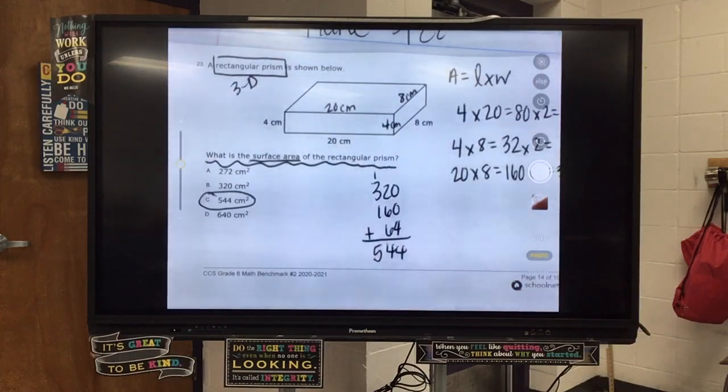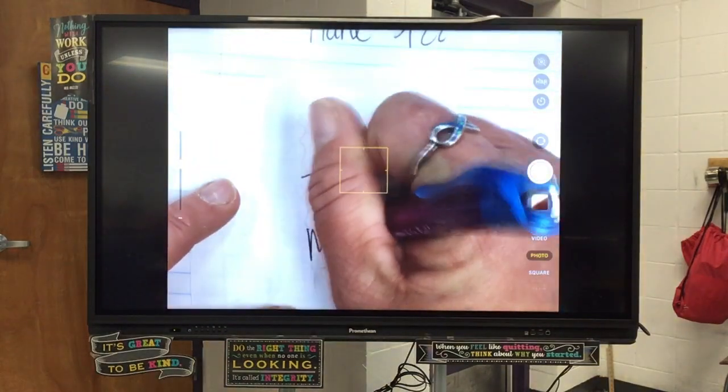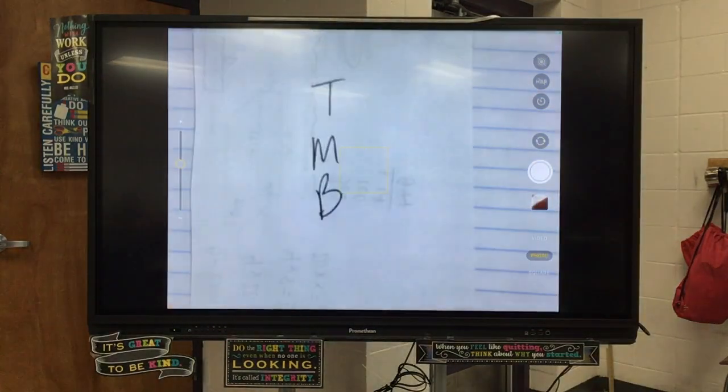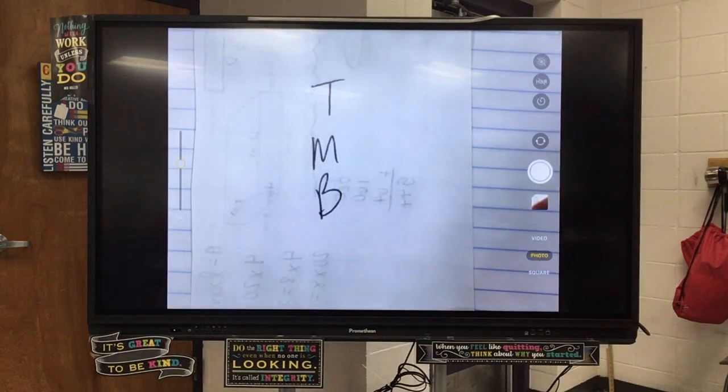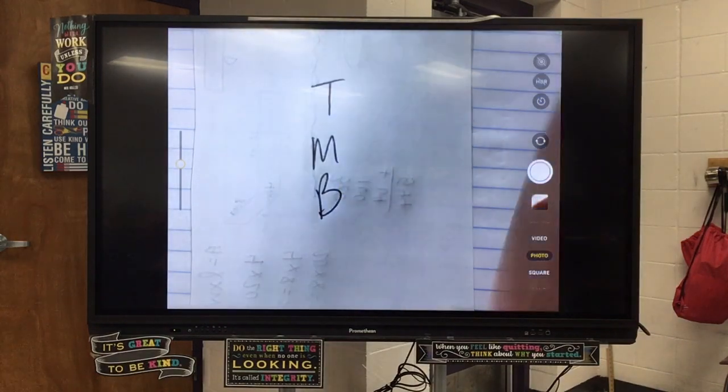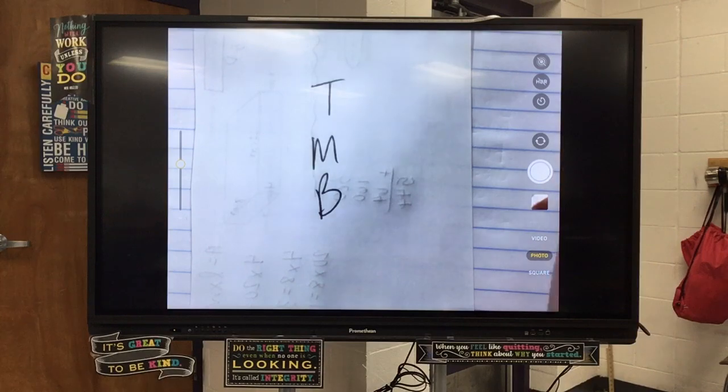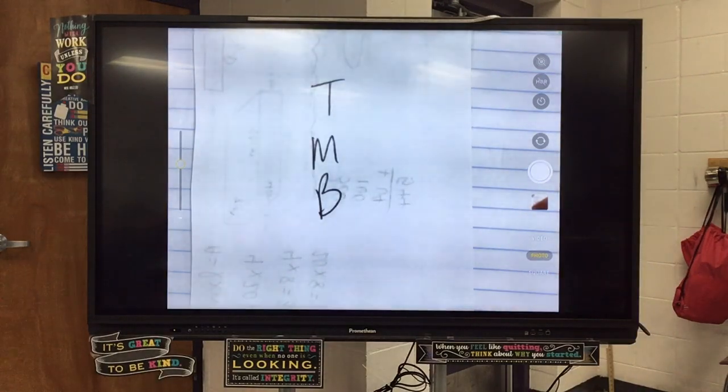You see where you went wrong if you did not get C as your answer? Yes, no. All right, backside T and B, and then your first and last name. All right, go ahead and get out the note page that I gave you today.